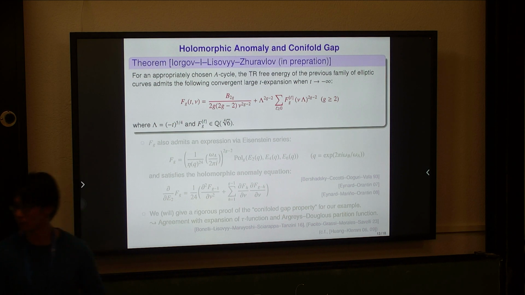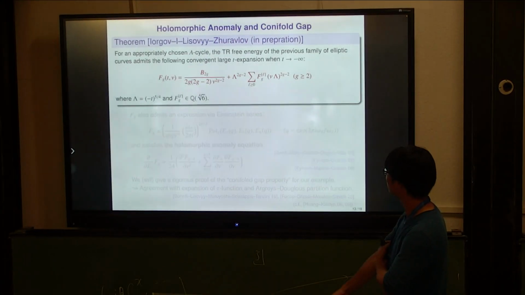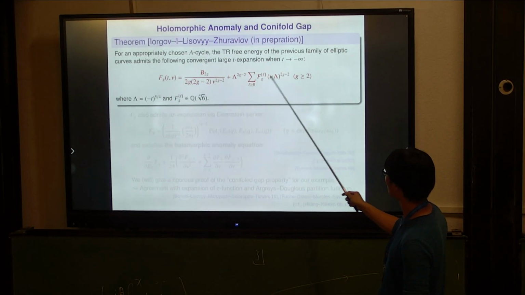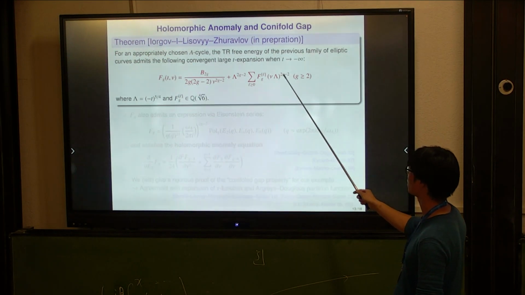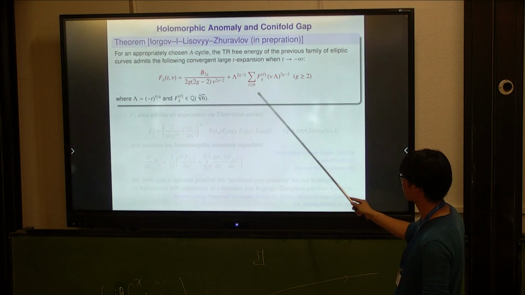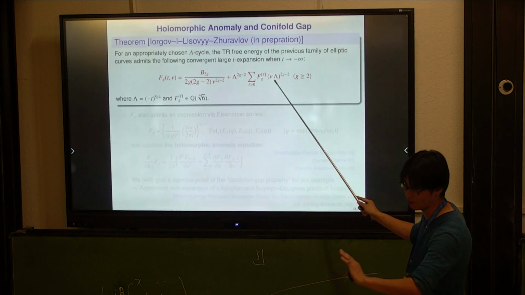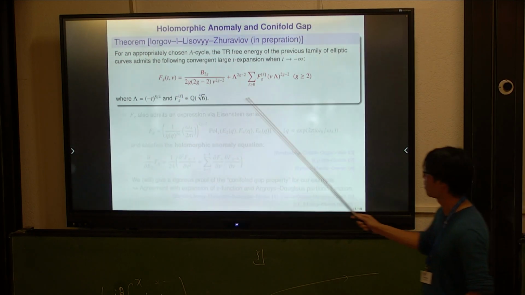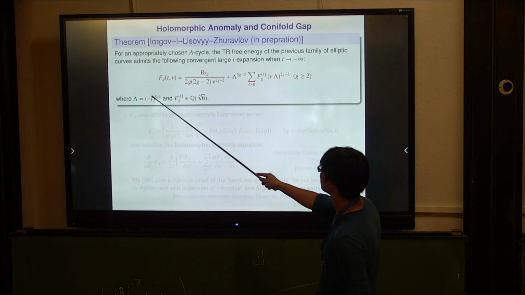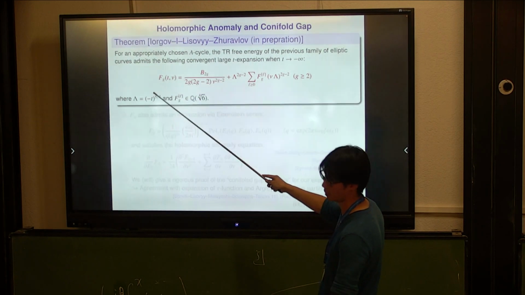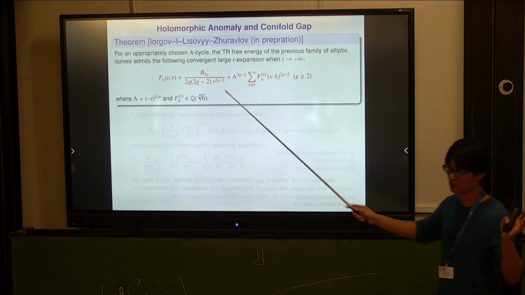Question: the second sum is over L? L, yes, sorry, I made a mistake. So this should be L. It's a power series expansion in capital lambda, a small lambda expansion. Also I have to put a minus sign here, sorry, since I'm looking at the large T expansion.